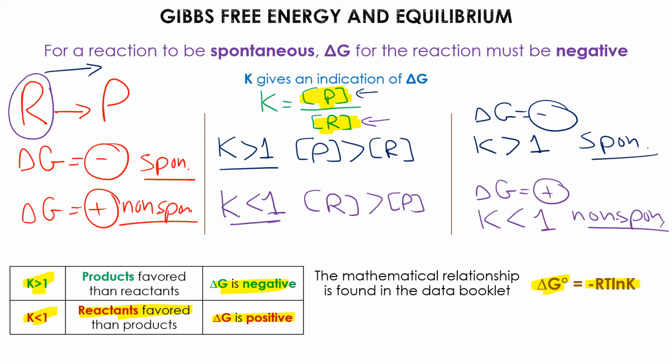This relationship shows how it could be used to calculate the equilibrium constant using delta G, or to calculate delta G using K. And of course, if we are asked about the spontaneity of the reaction, we can easily find it out. So we can manipulate this formula to find K by having ln K equal to negative delta G naught over RT, then K is equal to e to the power negative delta G naught over RT.